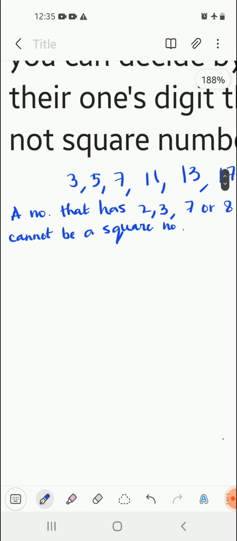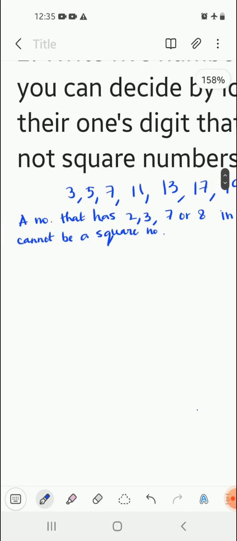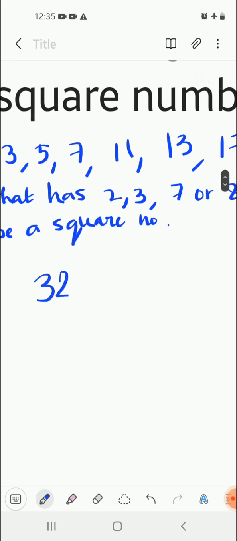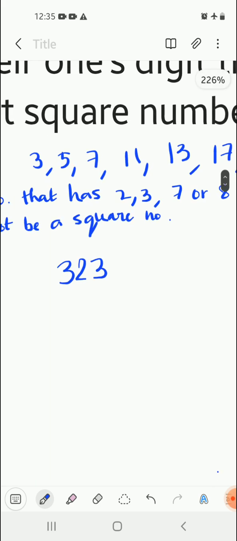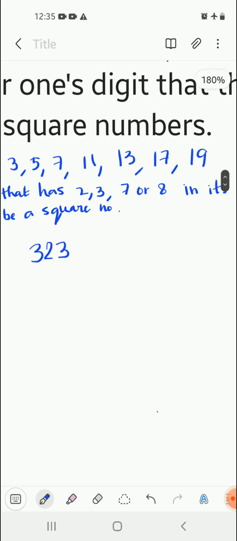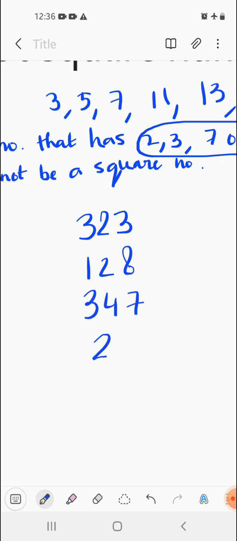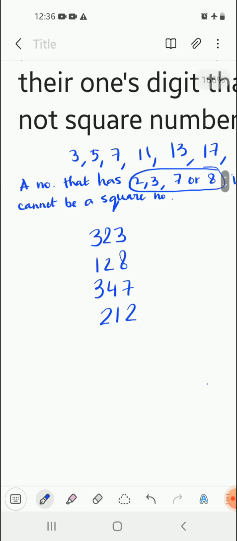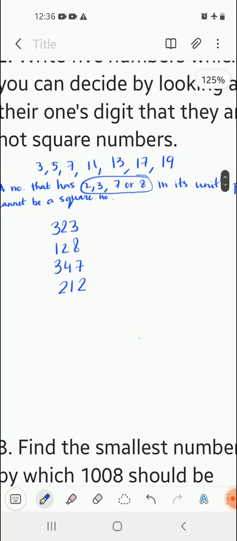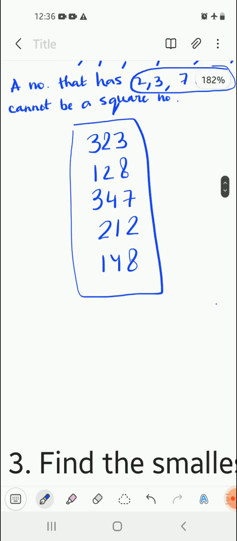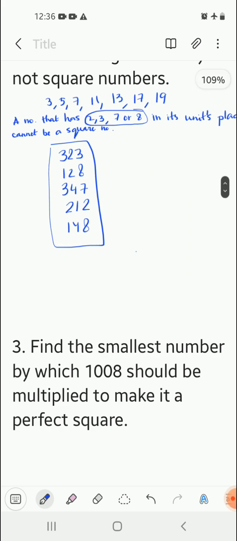If we apply the rule, you can write down any number. For example, if you're asked to write down any 3-digit number which is not a square, then you can write any 3-digit number and end the number with either 2, 3, 7 or 8. These 4 digits. So I can write it as 128, 347, 212, anything. Another number, let's write down 148. So you see, you can write out any digit number you are asked to.